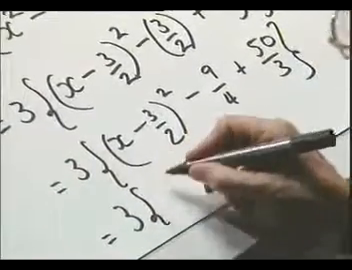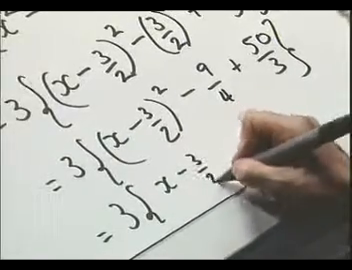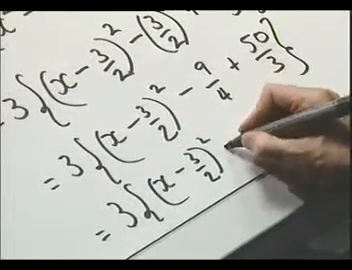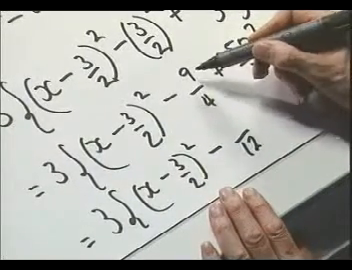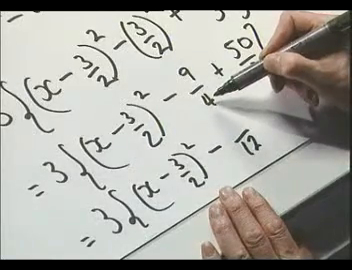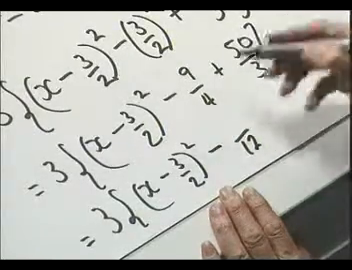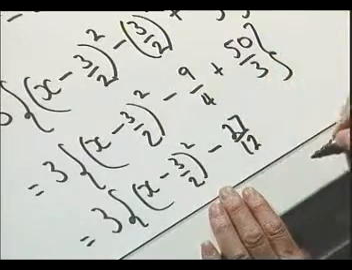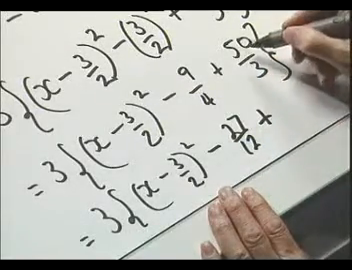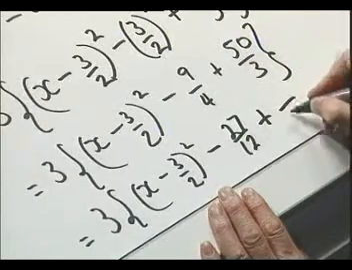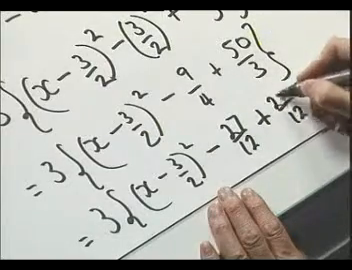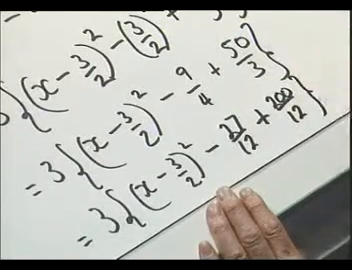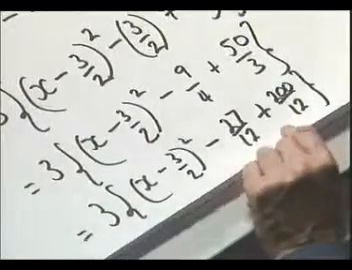3, the big curly bracket, x minus 3 over 2, all squared, minus over 12. We need to change the 9 over 4 into twelfths. 3 4s gave us 12, so 3 9s give us 27. Plus, we need to change the 50 over 3 into twelfths. 4 times 3 is 12, so 4 times 50 is 200. And now I've got a little bit of arithmetic to do. Let's just write that bracket down again.